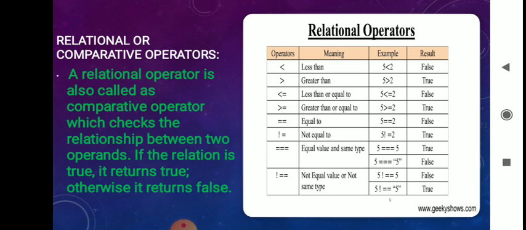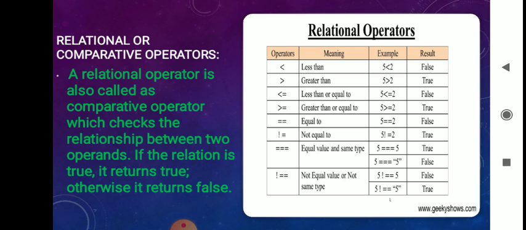Next is the relational or comparison operator. Why does it get the name relational or comparison operator? Because here the operator compares values, either a is greater than b, or else b is greater than a. Likewise, we compare or match two values. A relational operator, also called a comparison operator, checks the relationship between two operands. If the relation is true, it returns the value True; otherwise it returns False.